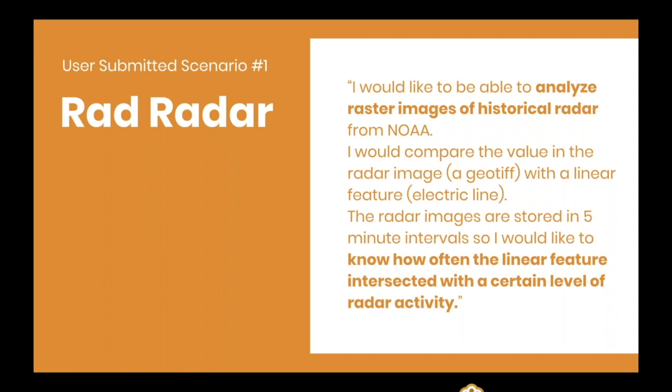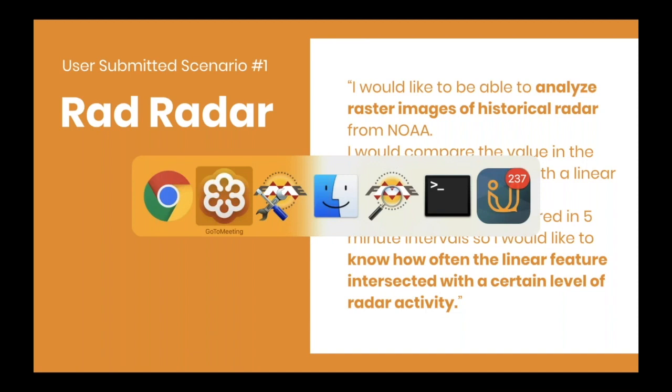So this was a problem that we tweeted out a request for scenarios. This is one of the ones that came in. I think it was the first one that came in. And this user was asking about, they'd like to be able to analyze raster images using historical radar data from NOAA, which is the U.S. National Oceanic and Atmospheric Administration.